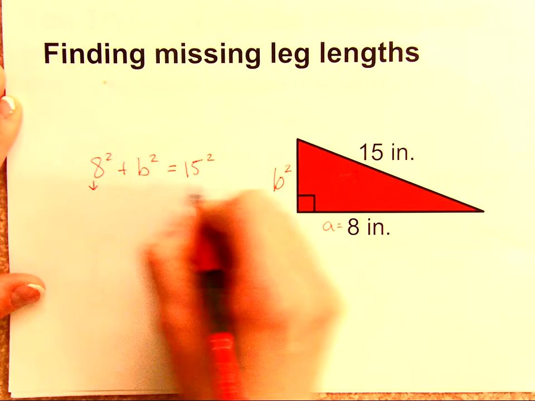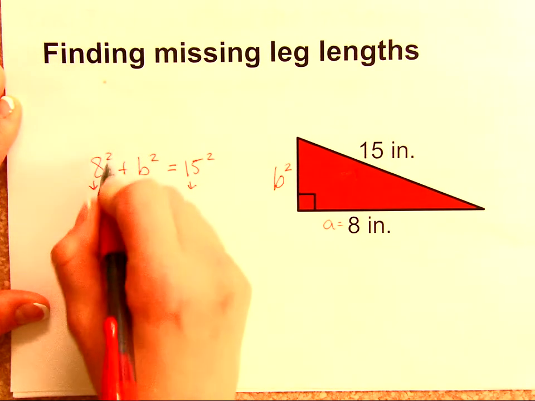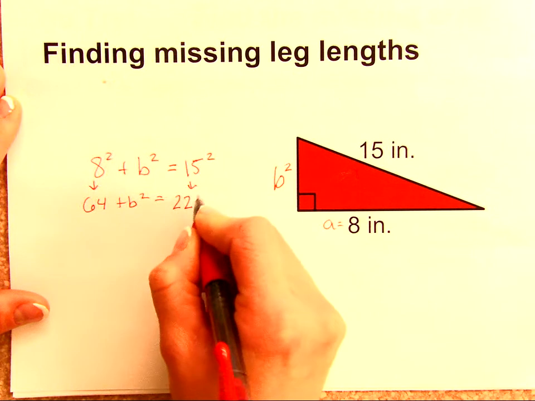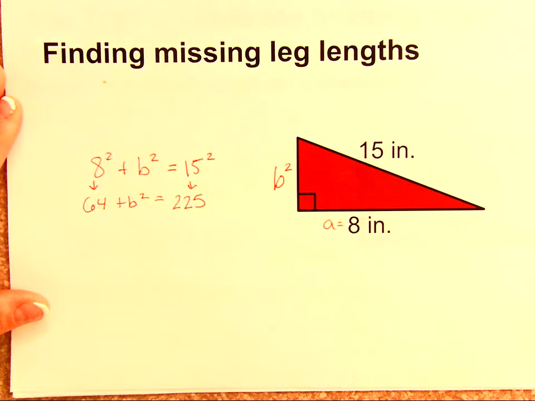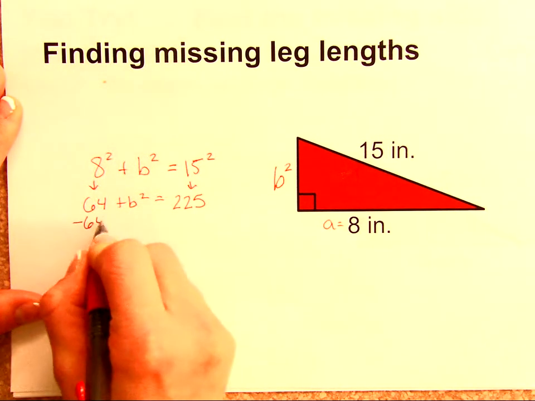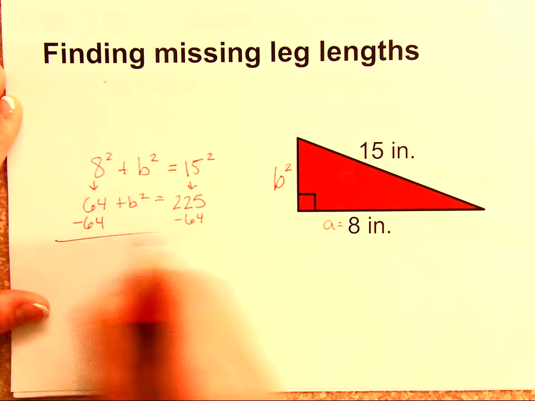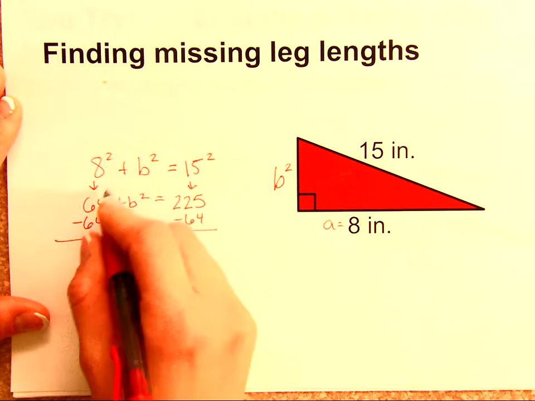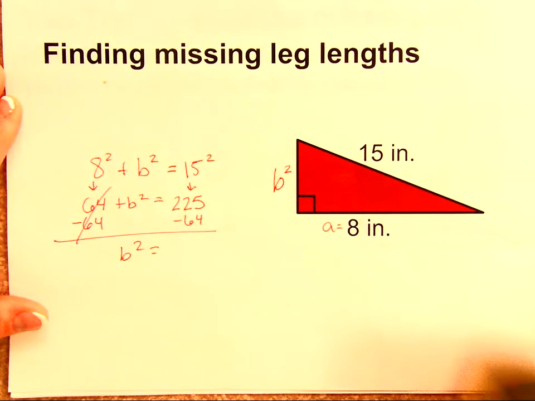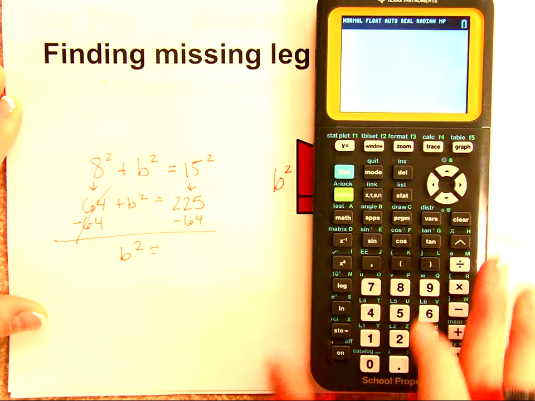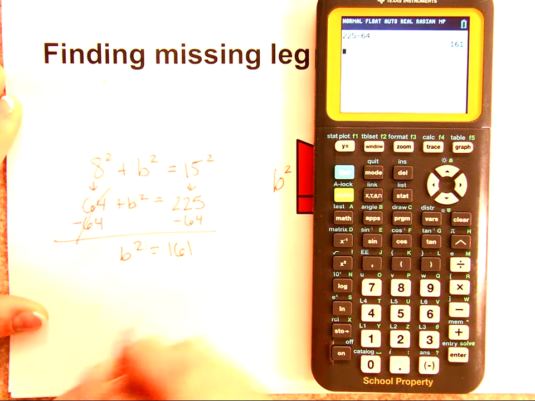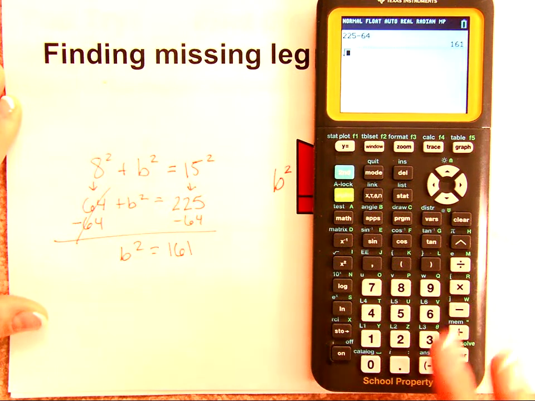Again, first thing you're going to do is square those numbers. 8 squared is 64. 15 squared is 225. To get b alone, we need to subtract that 64. So that cancels, and b squared is going to be equal to, turn on my calculator, 225 subtract 64 is 161. Square root of 161.